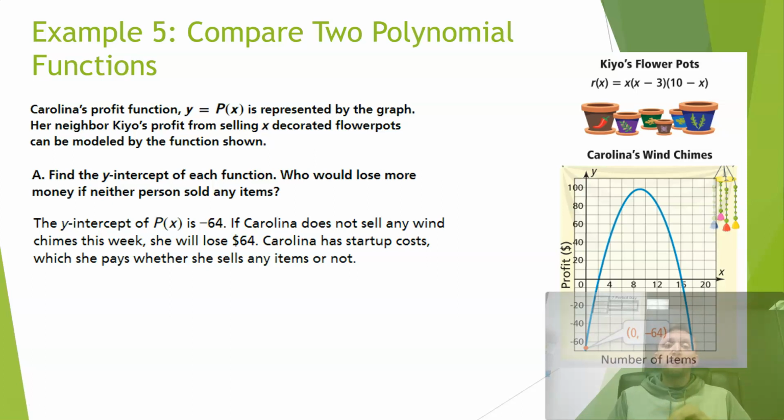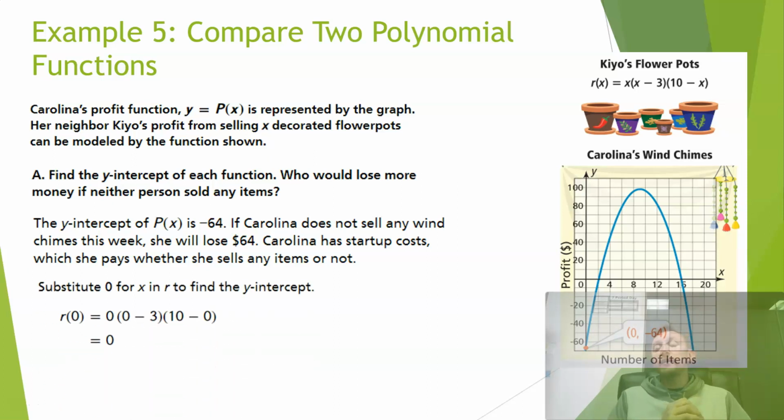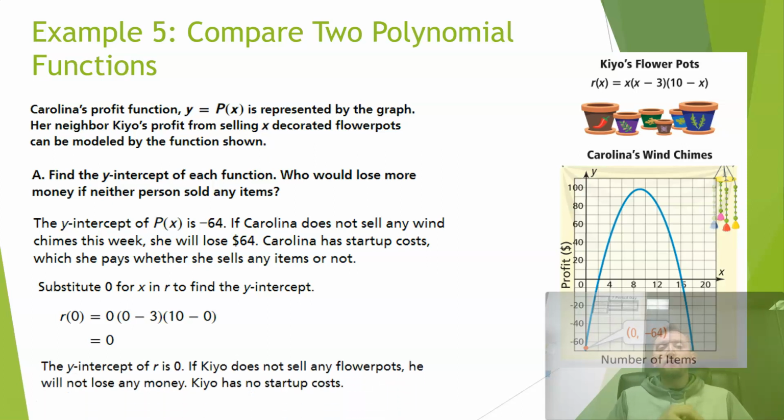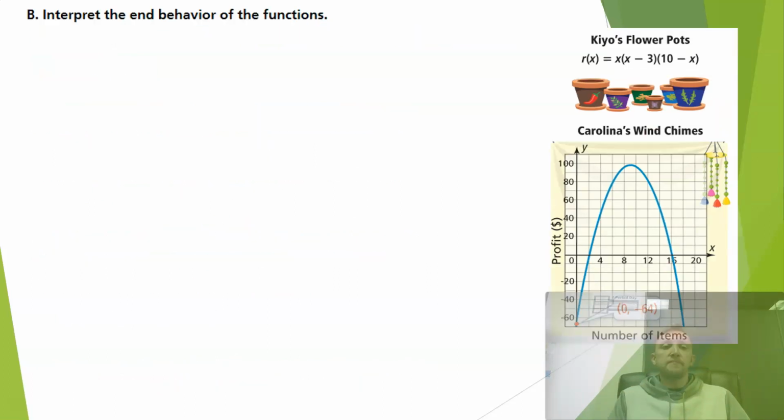Now with Keo, if you were to put 0 in for x there, you would find that he would have 0 startup, because 0 times 0 minus 3 times 10 minus 0 would end up just being 0. So there was no startup fee for Keo, so he does not lose any money. As far as comparing the y-intercepts, right now Keo, right off the bat, is going to make profit. He doesn't have to worry about anything, whereas Carolina starts off owing money, owing $64.